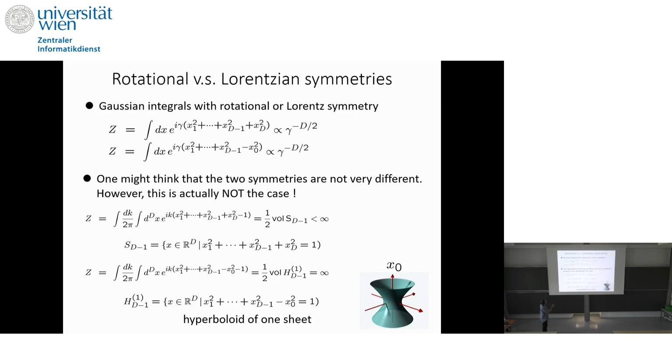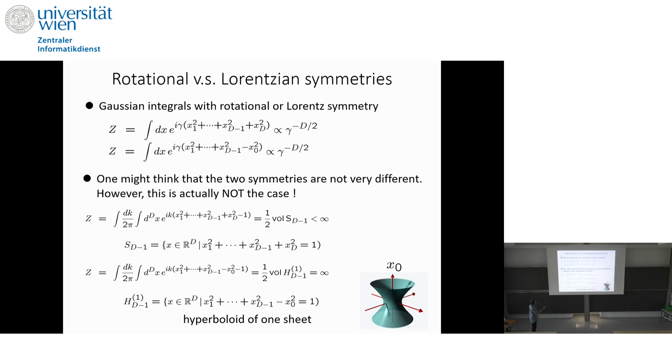Namely, if you consider just Gaussian integrals with rotational or Lorentz symmetry like this, well, this is not absolutely convergent, but you can make them convergent by introducing convergence factors, as I did before. And then you find that in the limit of the convergence factor going to 0, they are actually basically the same. They are related to each other by just analytic continuation. So in that case, at least, Lorentzian or Euclidean doesn't really matter. They are the same. However, there are many examples where these two symmetries give totally different results. And this is one simple example that I can show you.